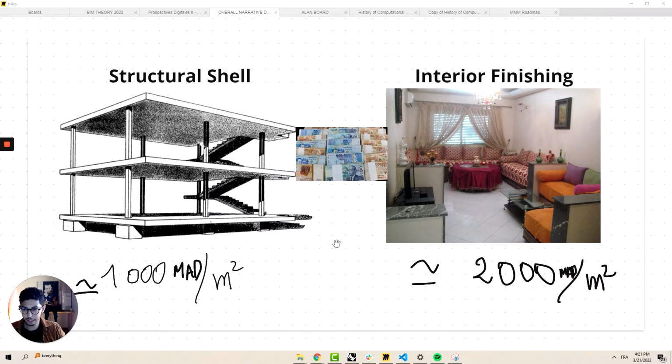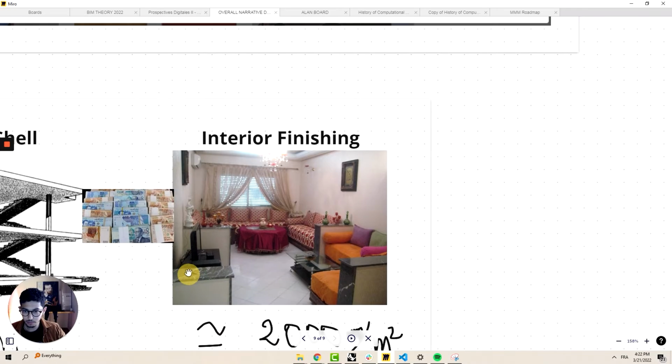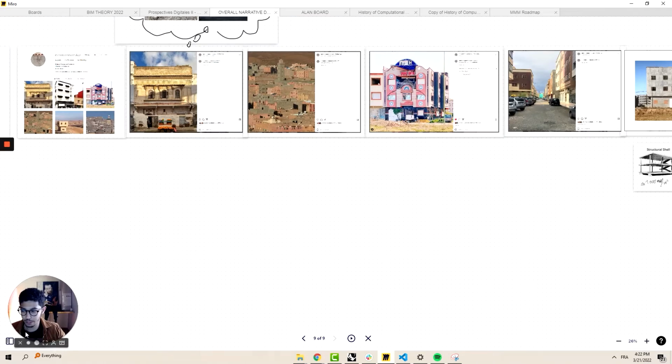For a Moroccan middle-class real estate entrepreneur, a Moroccan modern house would be divided into two big parts, which in French we call les gros œuvres et les second œuvres, which is basically building the structural shell and then doing the interior finishing. The prices are as such in Moroccan dirhams. So right now we know the basics to create a Moroccan modern house.